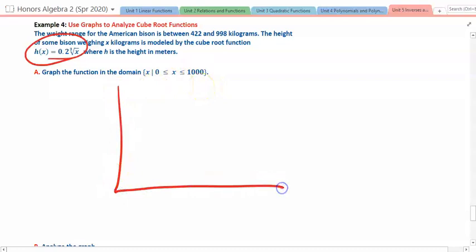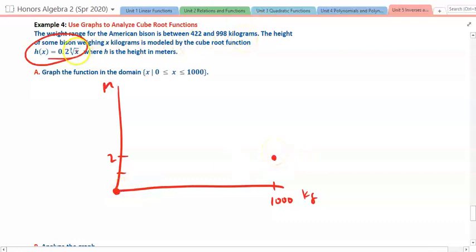And so again, we could use a table to get this. Again, this is one where I would use technology to get these values very quickly. Obviously, we're going to start at 0, 0, plugging in 1,000. Cube root of 1,000 is 10. 10 times 0.2 would give me 2. And so 1,000, 2, and if I'm all the way out at 1,000 kilograms, I'm at 2 meters, because we're dealing with this in metric, so my bison would be 2 meters tall at 1,000 kilograms.